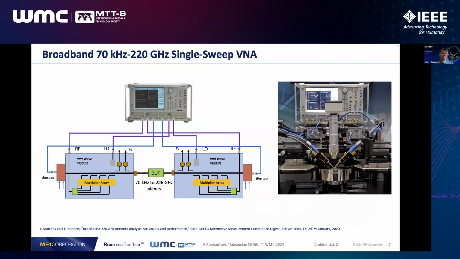Another class of instrument was introduced at the RFTech 94th conference by Martens and Roberts from Anritsu. And this is the broadband single-sweep system based on VectorStar from Anritsu, which provides measurements from 70 kilohertz up to 226 gigahertz, and the system is specified up to 120 gigahertz. This is a whole new domain of measurement for two different types of engineers. Using this system, modeling engineers can qualify and verify device model parameters, and the final product, like integrated circuits, can be characterized in one sweep at the full frequency range.